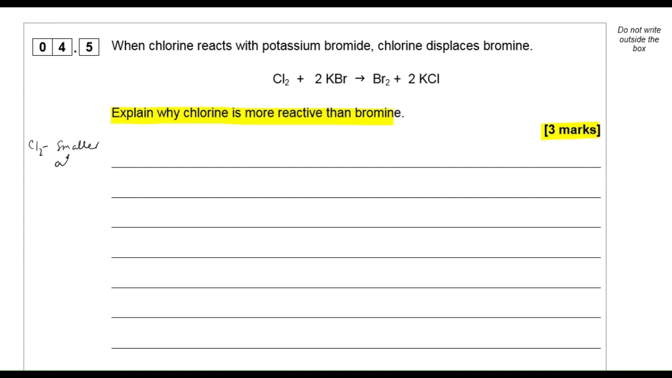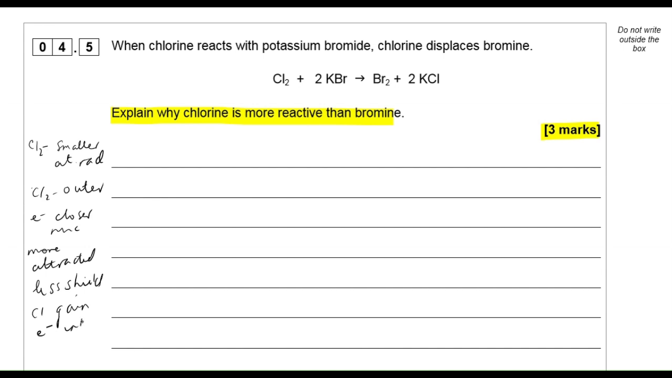Therefore, chlorine's outer electrons are closer to the nucleus. If they're closer to the nucleus, they're more strongly attracted. And because of the number of energy levels, there's less shielding. So chlorine can gain an electron into its outermost shell more easily, therefore it's more reactive.